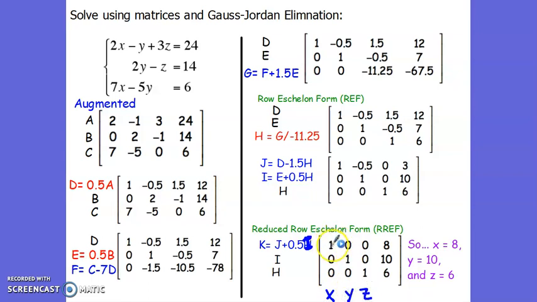So this is 1x plus 0y and 0z is 8. No x plus y plus no z is a 10. And 0x, 0y, just z equals 6. A much easier interpretation compared to that old REF equation, right, where we had to go back and back substitute and solve. So that one's basically already solved.